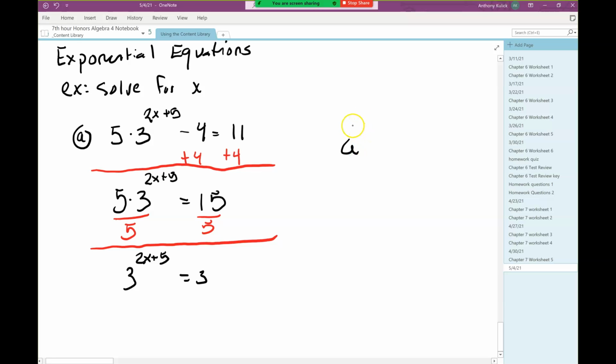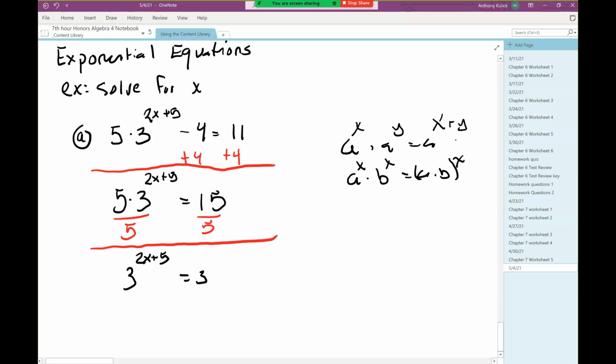Remember the 2 ways that we can multiply exponentials together: if the bases are the same, we can add their exponents, or if the exponents are the same, we can multiply their bases. But in that case, both the base is different, 5 and 3, and the exponents are different, 1 and then 2x plus 5. So you can't do anything with those as far as combining them together.